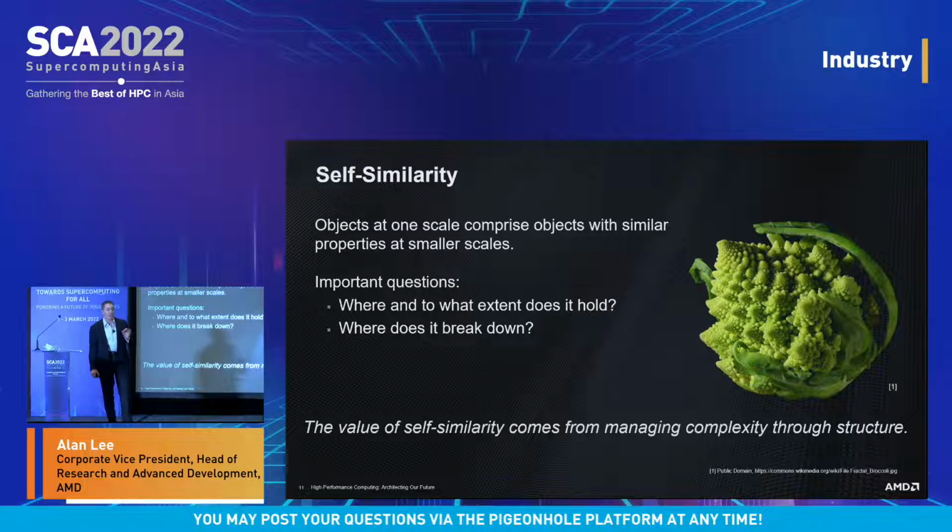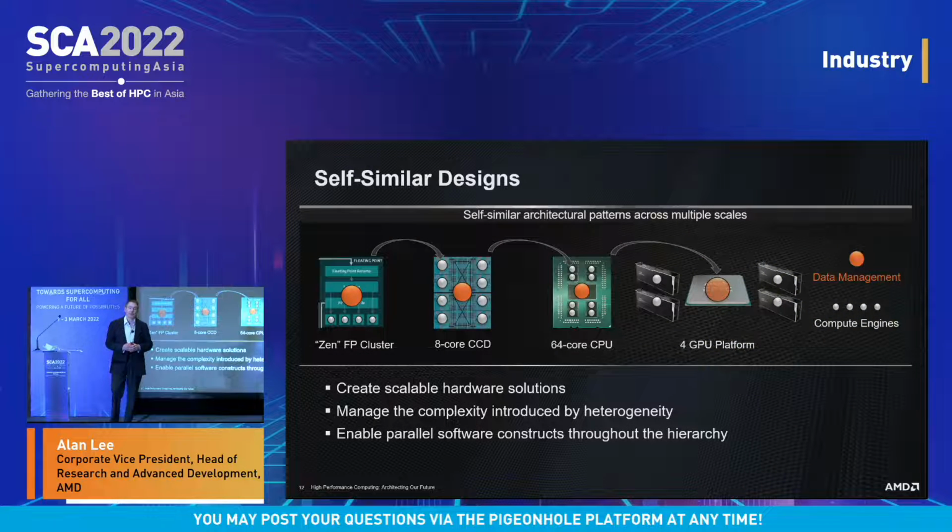Now, the value of self-similarity comes from managing complexity through structure. Here's an example of self-similar design. You see in orange and the blue the different colors of data management units and compute units for a hierarchical system. And self-similar designs enable you to create scalable hardware solutions, manage the complexity that came from heterogeneity, one of our previous technologies, and enable parallel software constructs throughout the hierarchy.